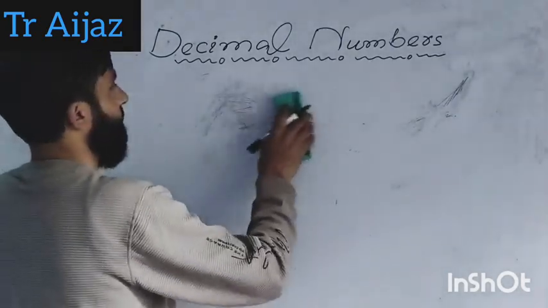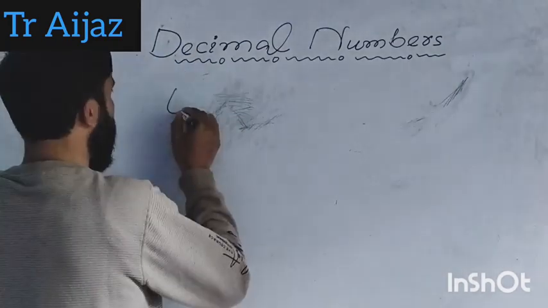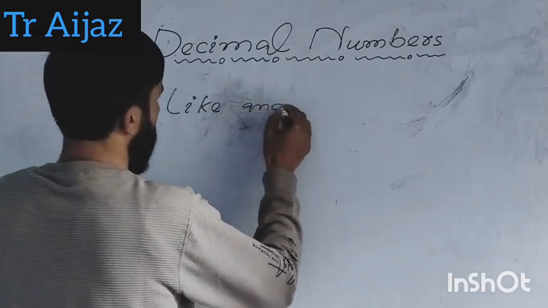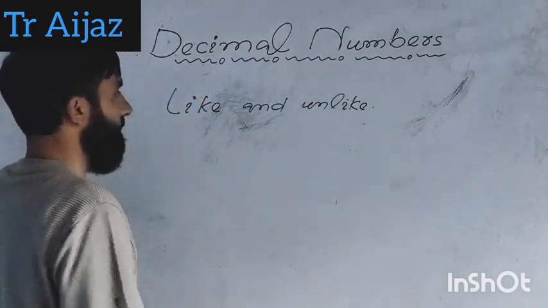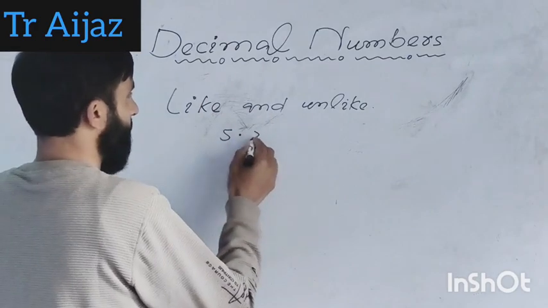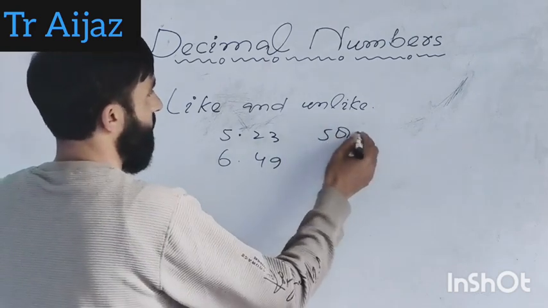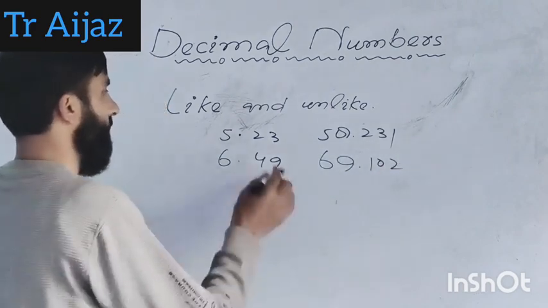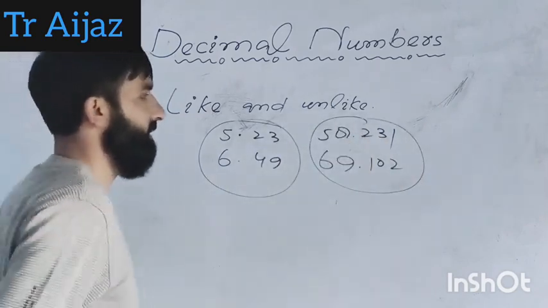One more thing is like and unlike decimal numbers. It is very simple. This is 5.23, 6.49, 58.231, 69.102. These two are like decimals and these two are like decimal numbers.